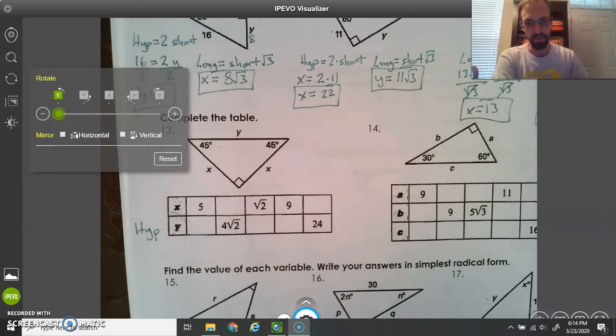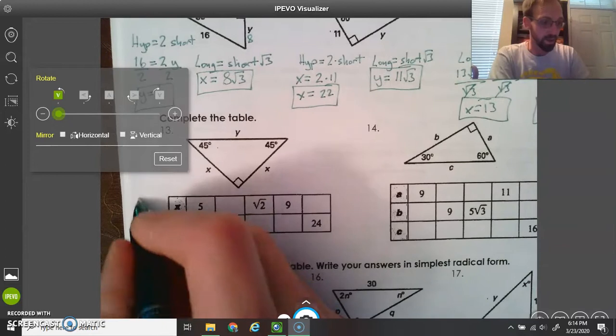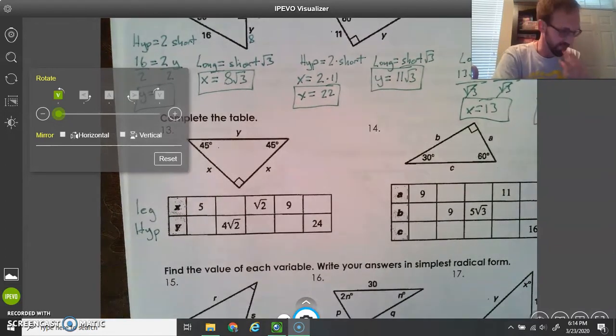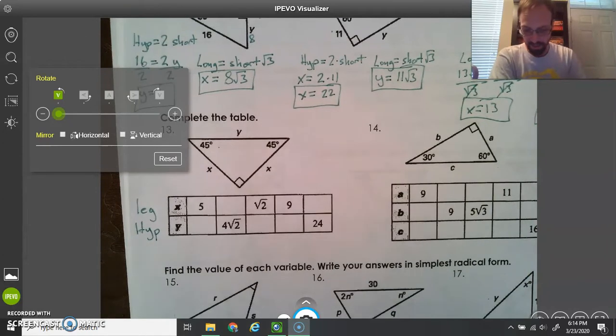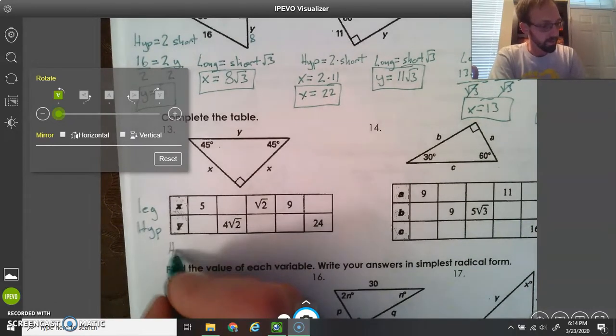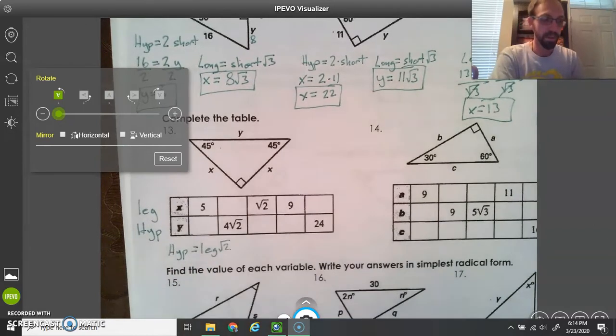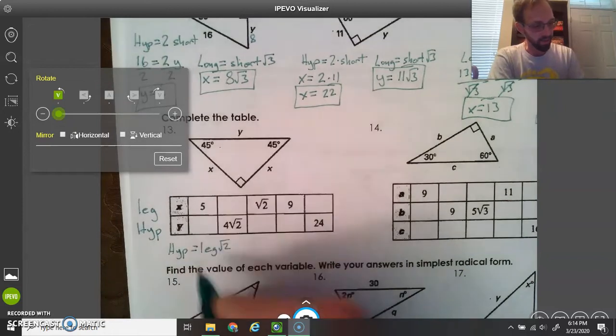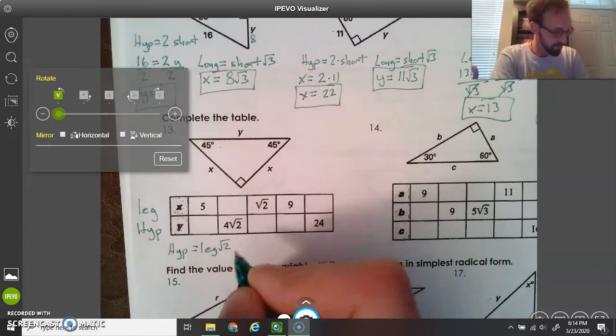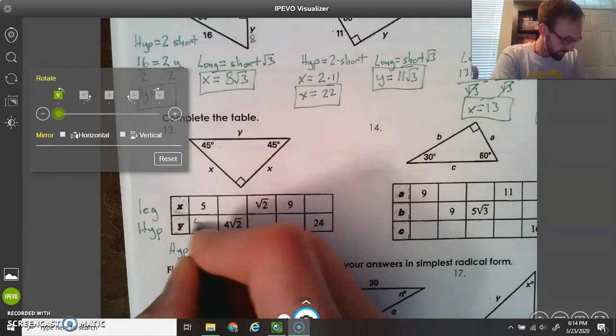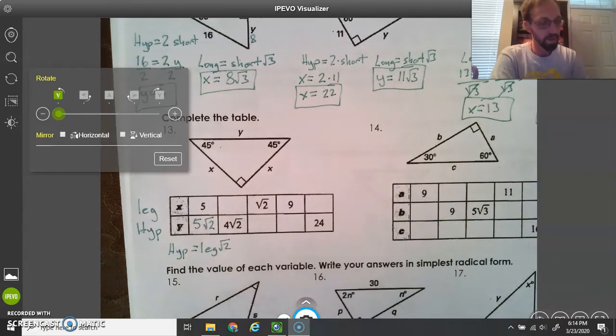X is going to be your shorter side. Or sorry, your leg in this one. So x is your leg. So then to get the actual values, we take our hypotenuse is equal to our leg times square root of 2. So in this case, if our leg is 5, then our hypotenuse is 5 times the square root of 2.